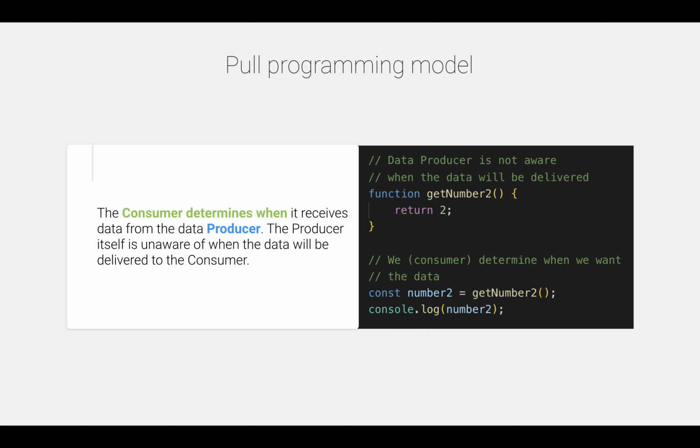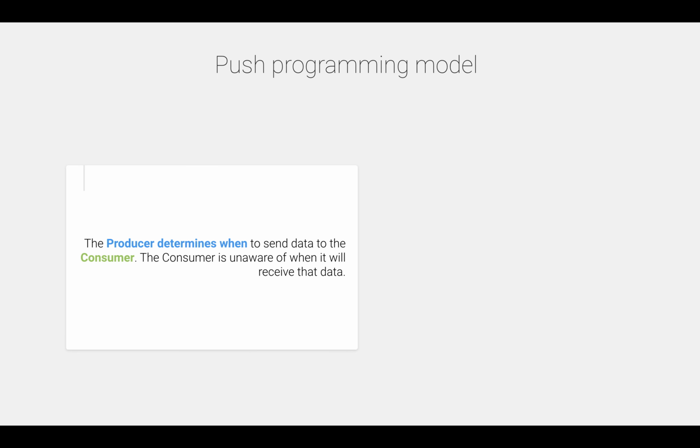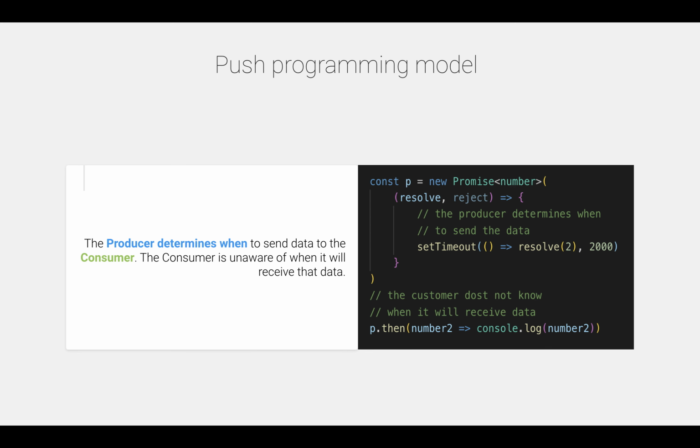And that's what the pull programming model is all about. You decide when to get the value, because you're dealing with synchronous code. Now, we have a different programming model, which is called the push programming model. So now this is a little bit different, because in this case, the producer determines when to send data to the consumer. It's totally different. The consumer is unaware of when it will receive that data.